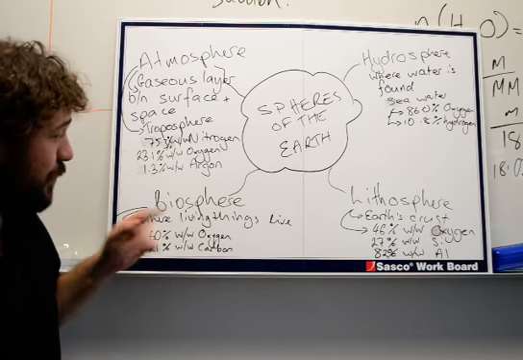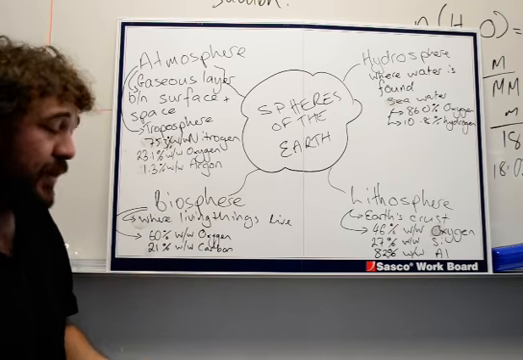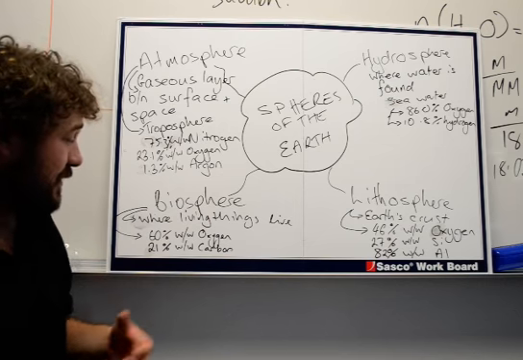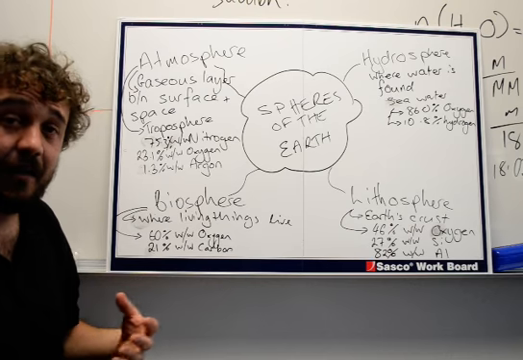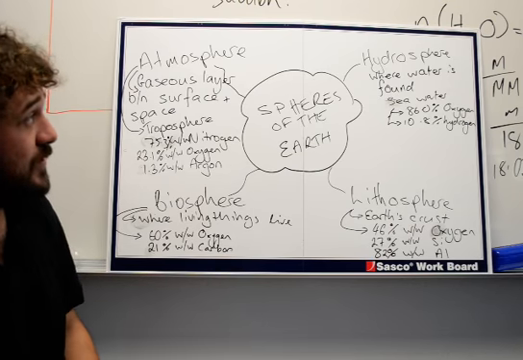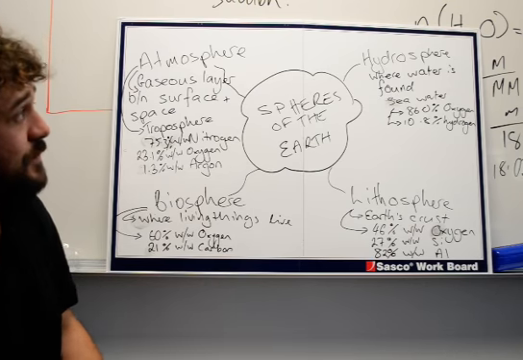So yeah, biosphere, that's just basically the area where everything lives, and that's 6% oxygen and 20% or 21% carbon and small amounts of hydrogen and nitrogen.